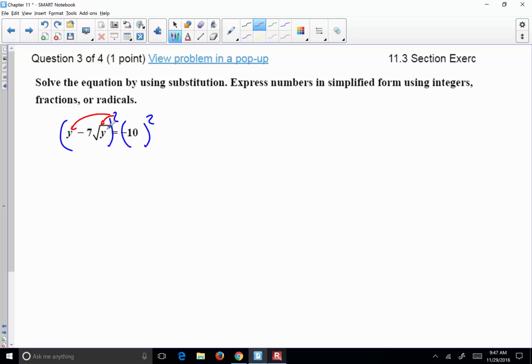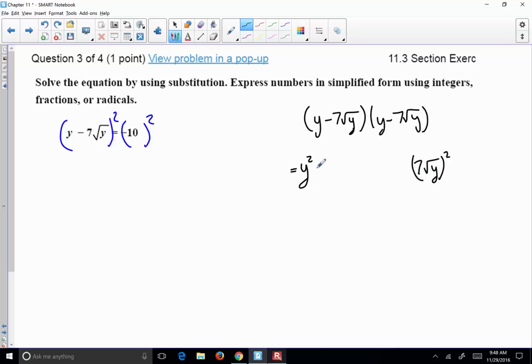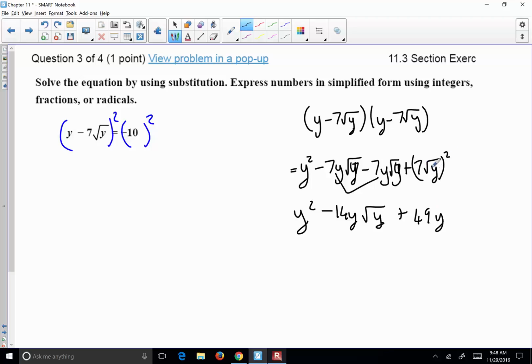Squaring this doesn't mean squaring the first and second. You need to foil it, and when you foil this thing, it's the square of the first and the square of the last terms, yeah, but you also get outside and inside terms. 7y root 7y minus 7y root 7y. No, these are y's. Plus this, and this minus 14y root y. You still have a problem here. This is 49y. 7 squared and root y is this. And this is still a bad thing.